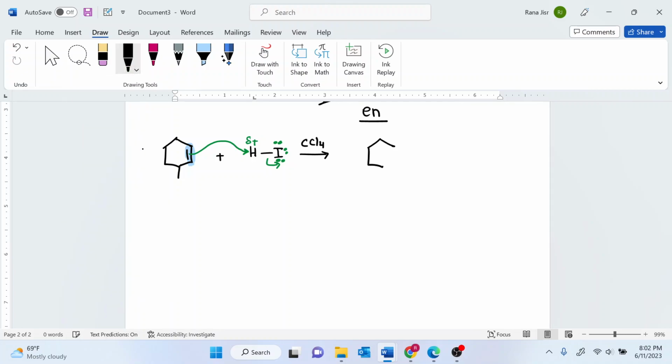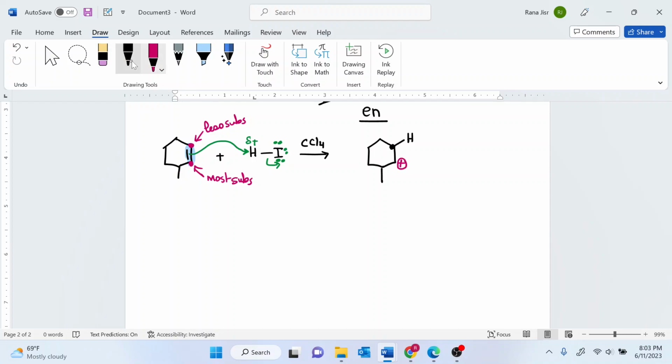And now my hydrogen will add to the less substituted carbon. So this carbon over here is going to be the less substituted carbon, and this carbon over here is going to be the most substituted. And the reason why this is the most substituted is because this carbon is connected to a carbon with two carbons. This carbon is connected to a carbon with a carbon. So this is why this one is the most substituted. So I want my carbocation to be on this carbon.